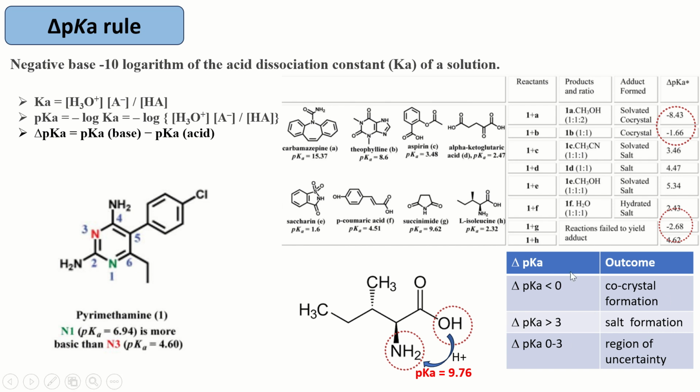According to this criteria, we have three candidates, which are carbamazepine, theophylline, and succinamide. With carbamazepine, the value is minus 8.43. With theophylline, the value is minus 1.66, and with succinamide, minus 2.63. It means that these three values suggest that the co-crystal will be formed in these cases, and other values are greater than 3, which means that the co-crystal will not form.